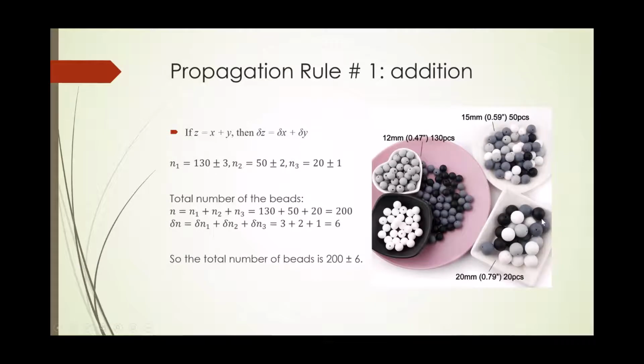I have this bottle of bees, supposed to be 200 pieces inside. So I poured them out and did a quick count. I got small bees, 130 plus minus 3, medium ones, 50 plus minus 2, and the large bees are 20 plus minus 1. So in the calculations, you calculate the result using this summation, and you got 200. And in the uncertainty analysis, you calculate the uncertainty of the result, which is the sum of individual uncertainties, so you get 6. So in your conclusion, you would say the total number of bees is 200 plus minus 6.